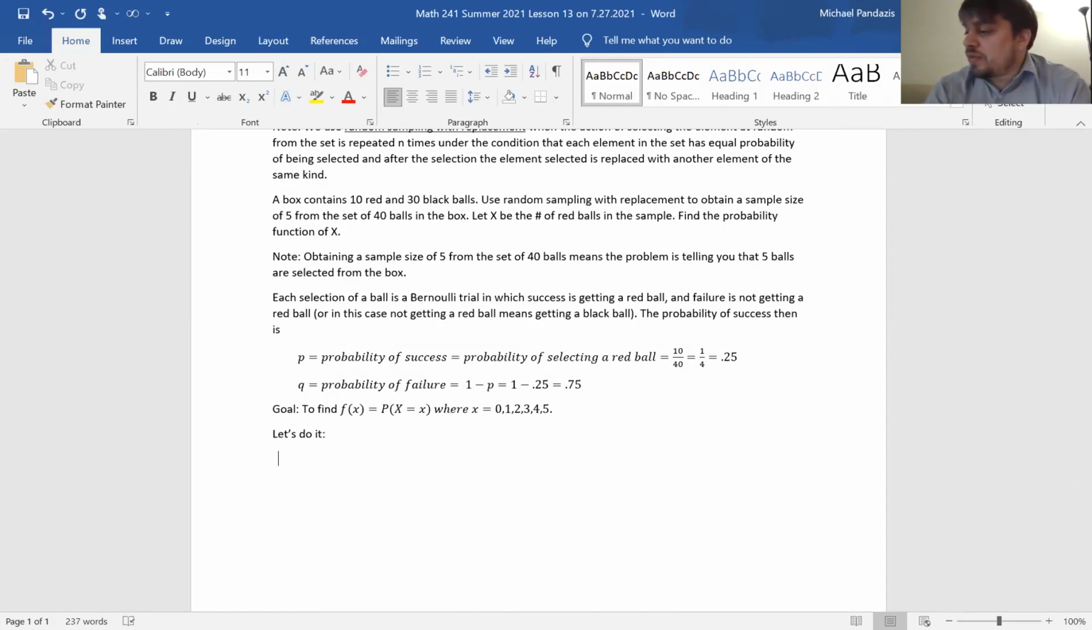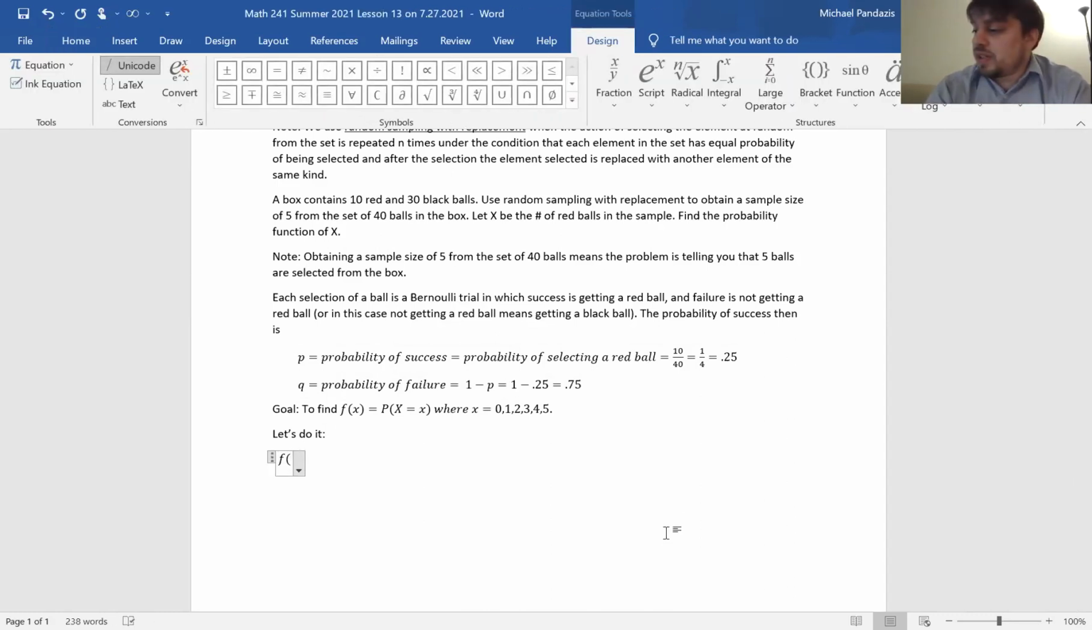So let's find each probability. Let's find f of 0, which is equal to the probability that capital X equals 0. That's the probability of choosing 5 balls from the box where exactly 0 are red.